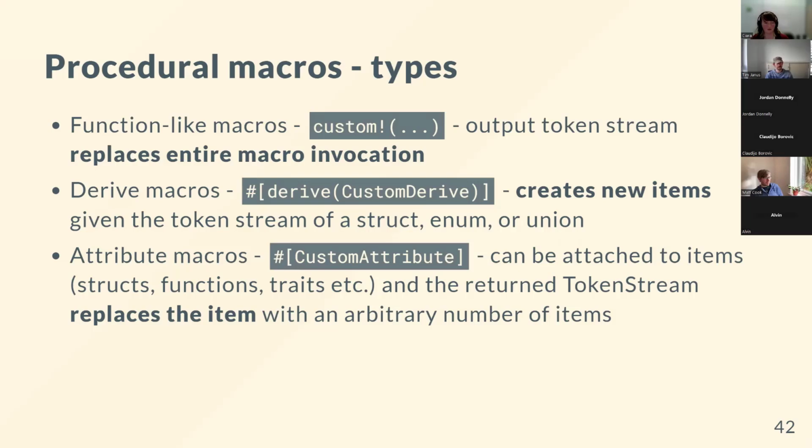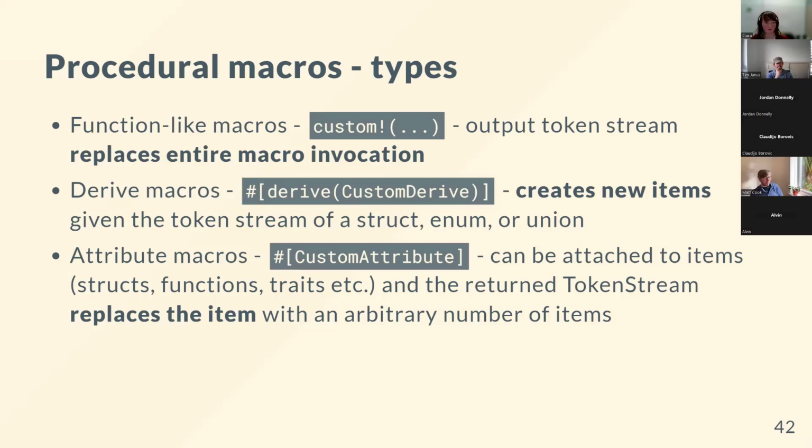With derive macros, these are ones that you'll probably have, well, definitely have used if you've written any Rust, because you'll have implemented Copy, you'll have implemented Clone, you'll have probably implemented Debug, and all of those are derive macros that create new items in addition to your item. So they read the contents of the thing you are decorating, and then they create new items from it. So the token stream that they're getting in would be either a struct, an enum, or a union.